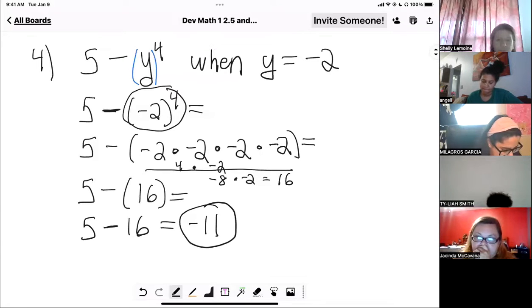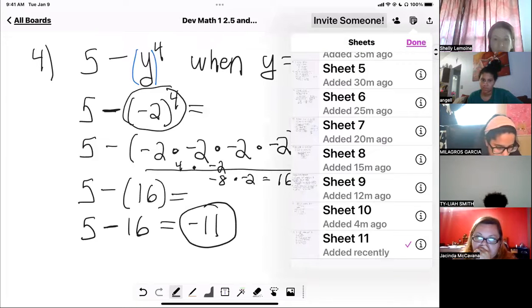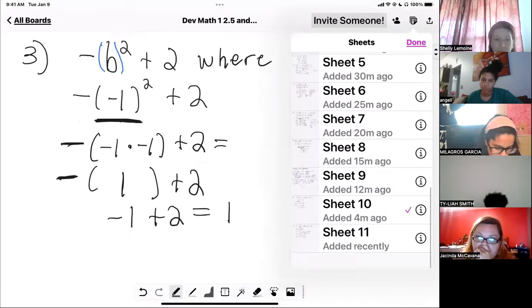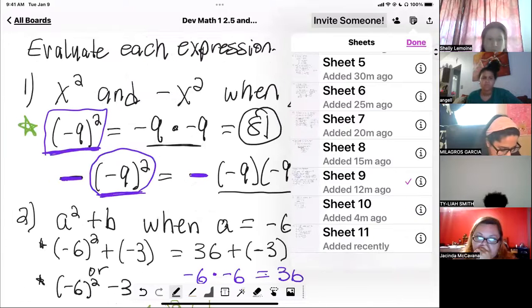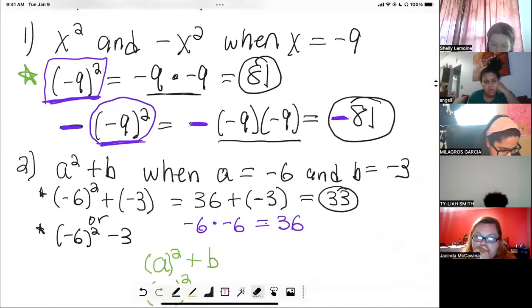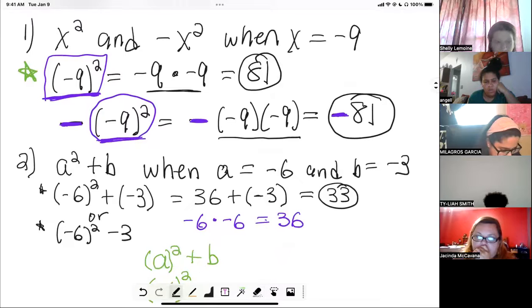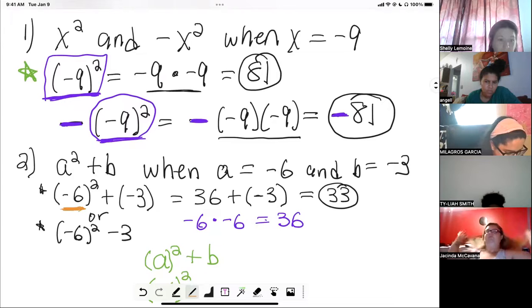Okay, can you go back to number 2 for a minute? Because I still don't get it. Because you said A is negative 6. You didn't put the negative 6 in parentheses. So negative 6 squared would be negative 6 times 6. No, negative 6 squared is negative 6 twice. It's right here in parentheses. It's in parentheses there, but you didn't put it when you said A equals negative 6.